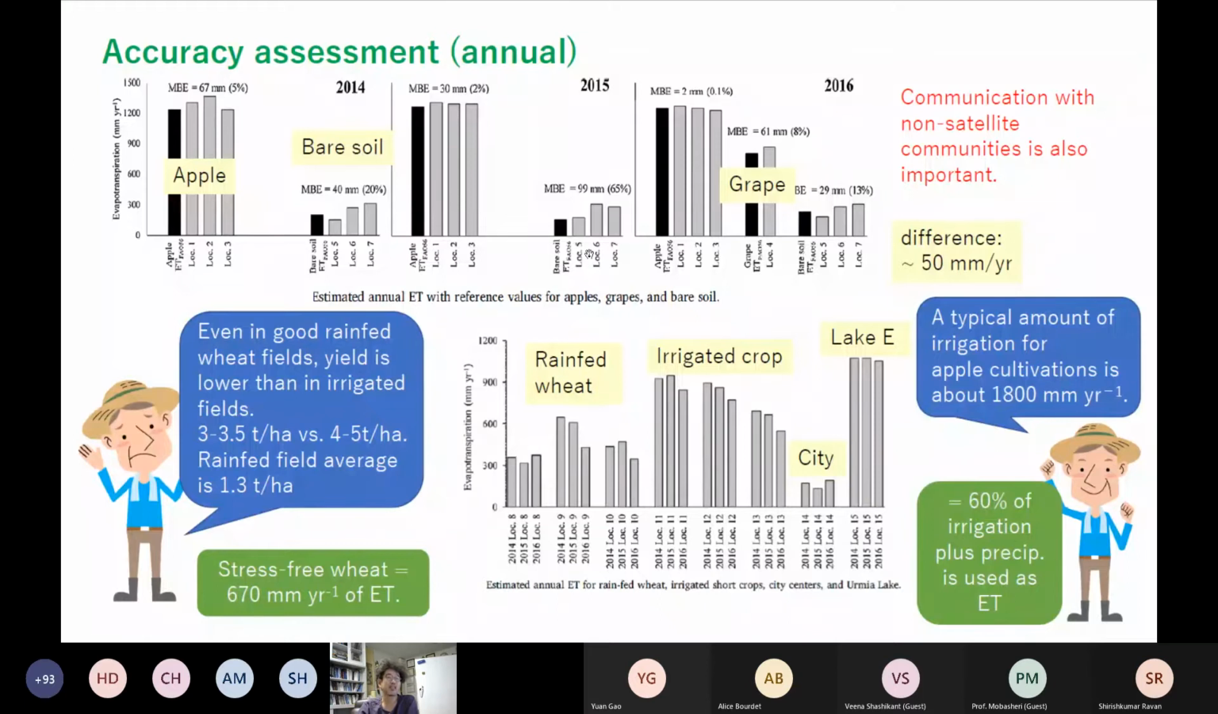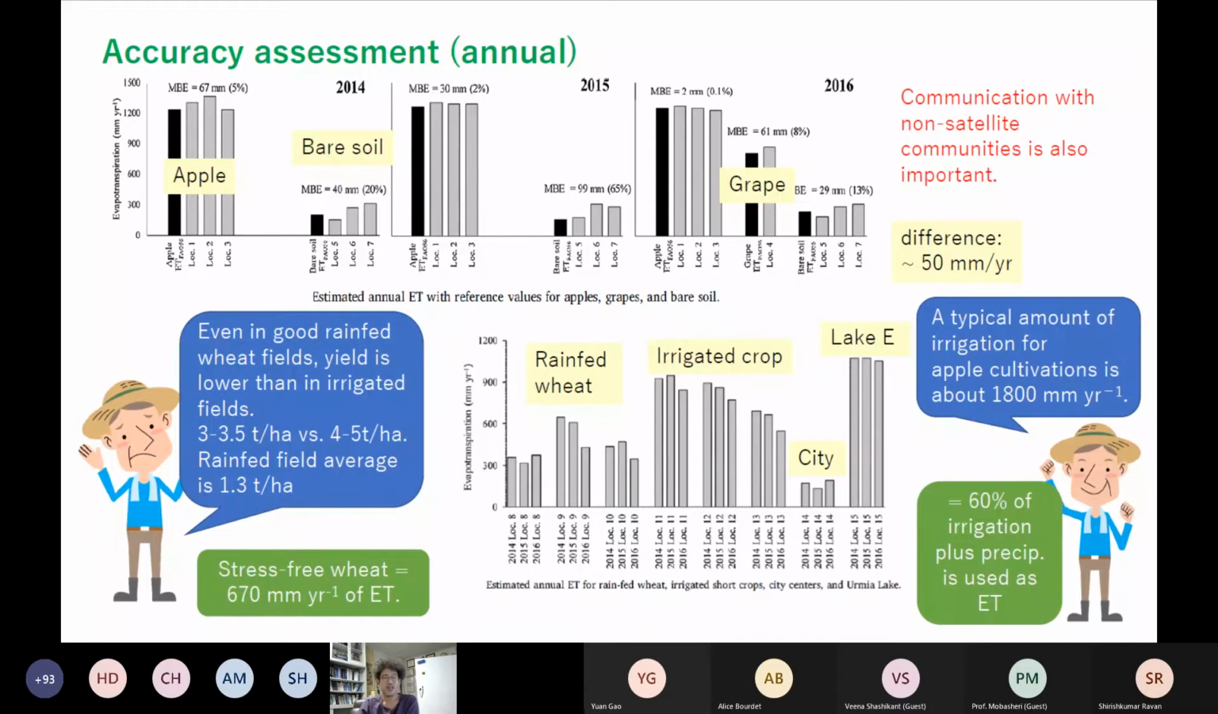And of course, the satellite information includes many different types of land uses. So for rain-fed wheat, irrigated crops, city, and so on, we can estimate evapotranspiration. This was difficult to estimate from ground-based measurement, but from satellite, we can provide that kind of information. And here, I think one important thing is communication with non-satellite communities. Sometimes we need to communicate a lot.